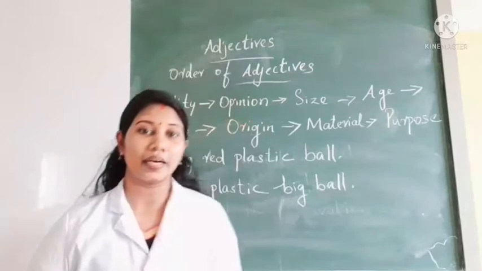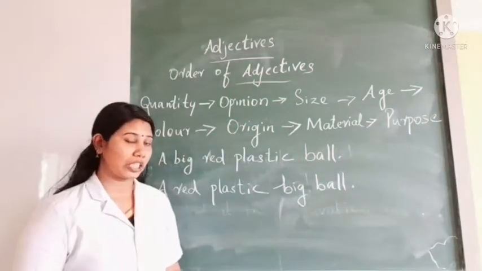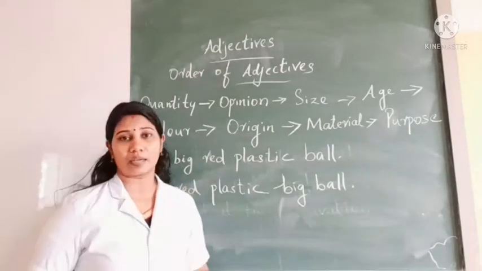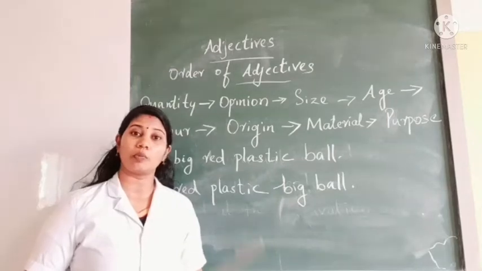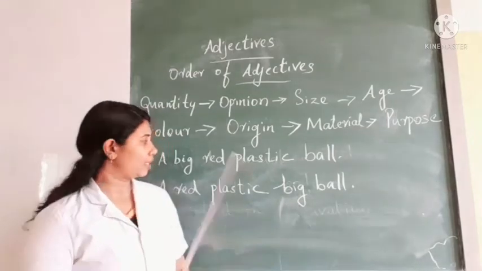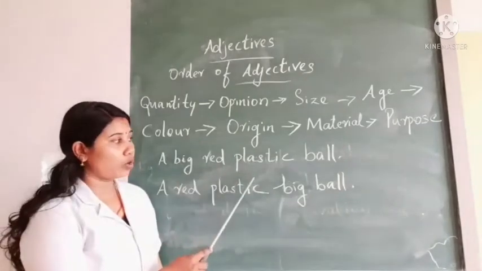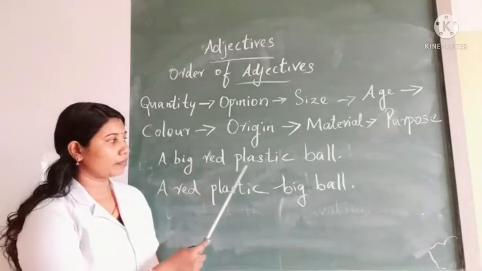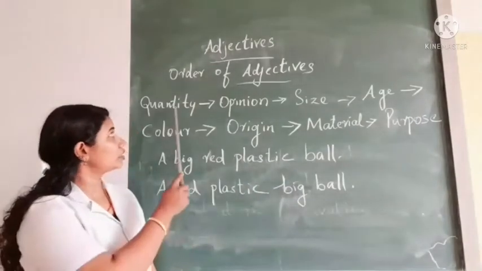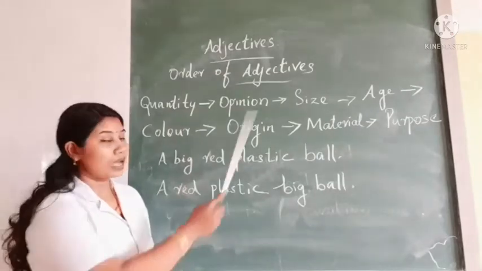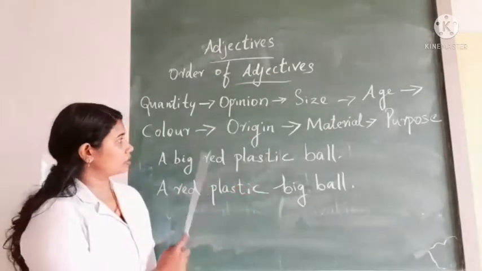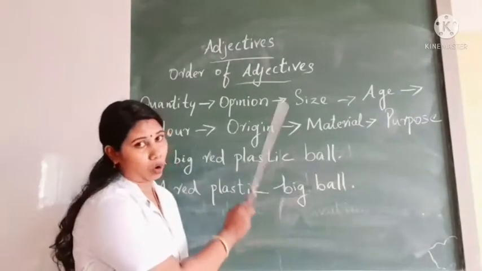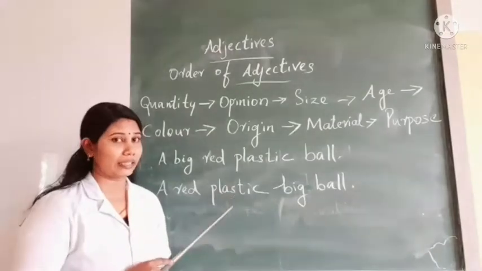Let's take it now. Here I used 4 adjectives to describe the noun ball. No need to use all these adjectives to describe a word. We can use 1 or more adjectives to describe a word. Here I have written 4 adjectives. Which are the 4 adjectives? A big red plastic ball. A denotes the quantity, big denotes the size, red denotes the color, plastic denotes the material. And what is the noun? That is ball.